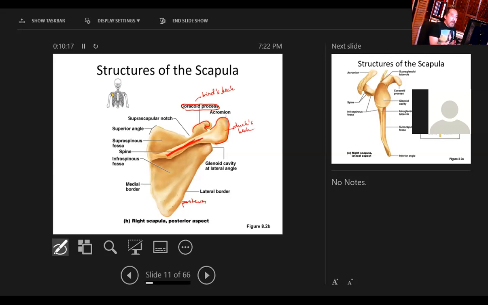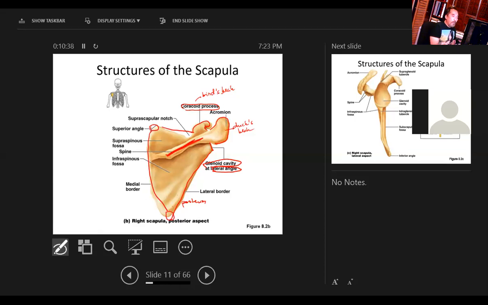And on the lateral side, again, I can see the glenoid cavity, which is the lateral angle, okay? And I have my lateral border, again, medial border, superior angle, inferior angle. Same position as the front.